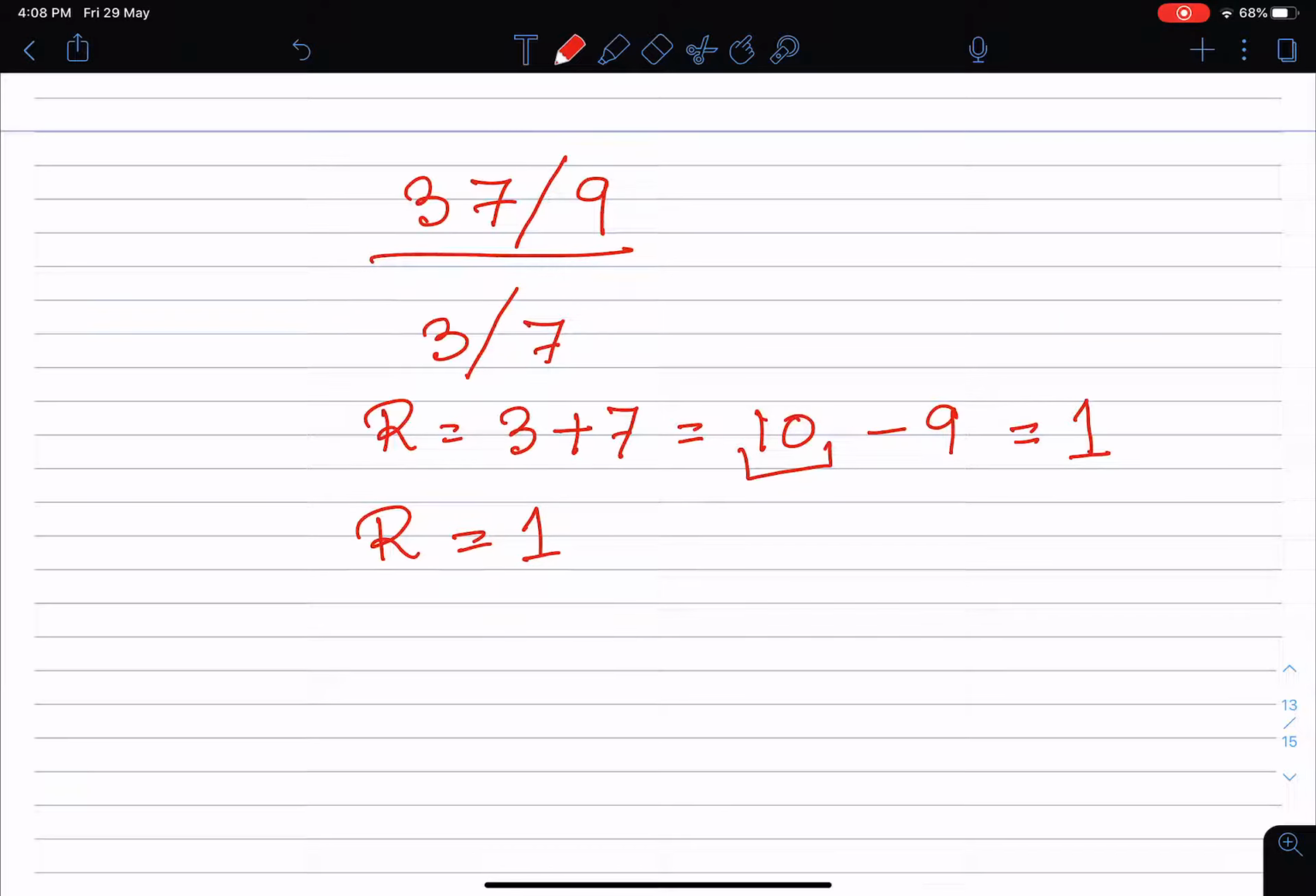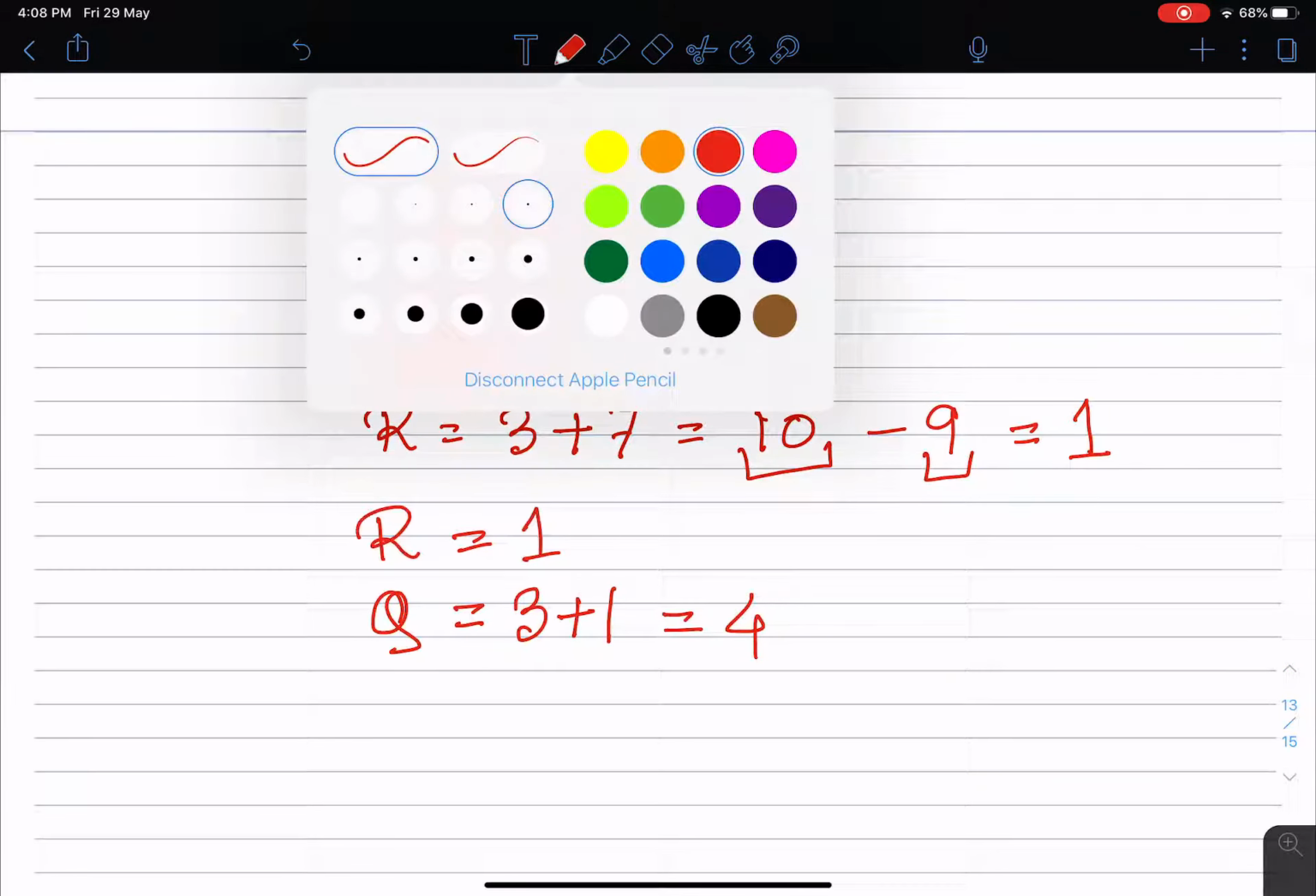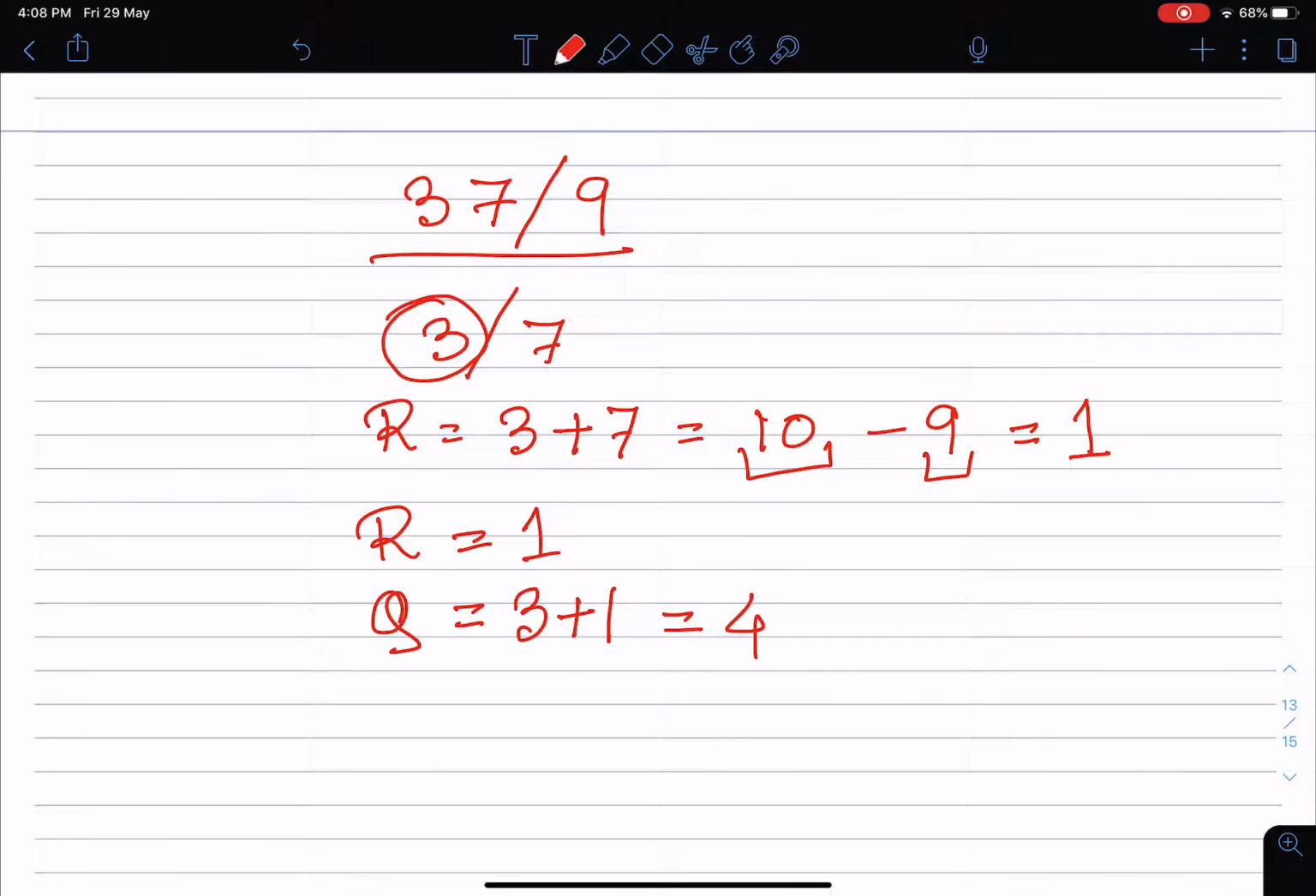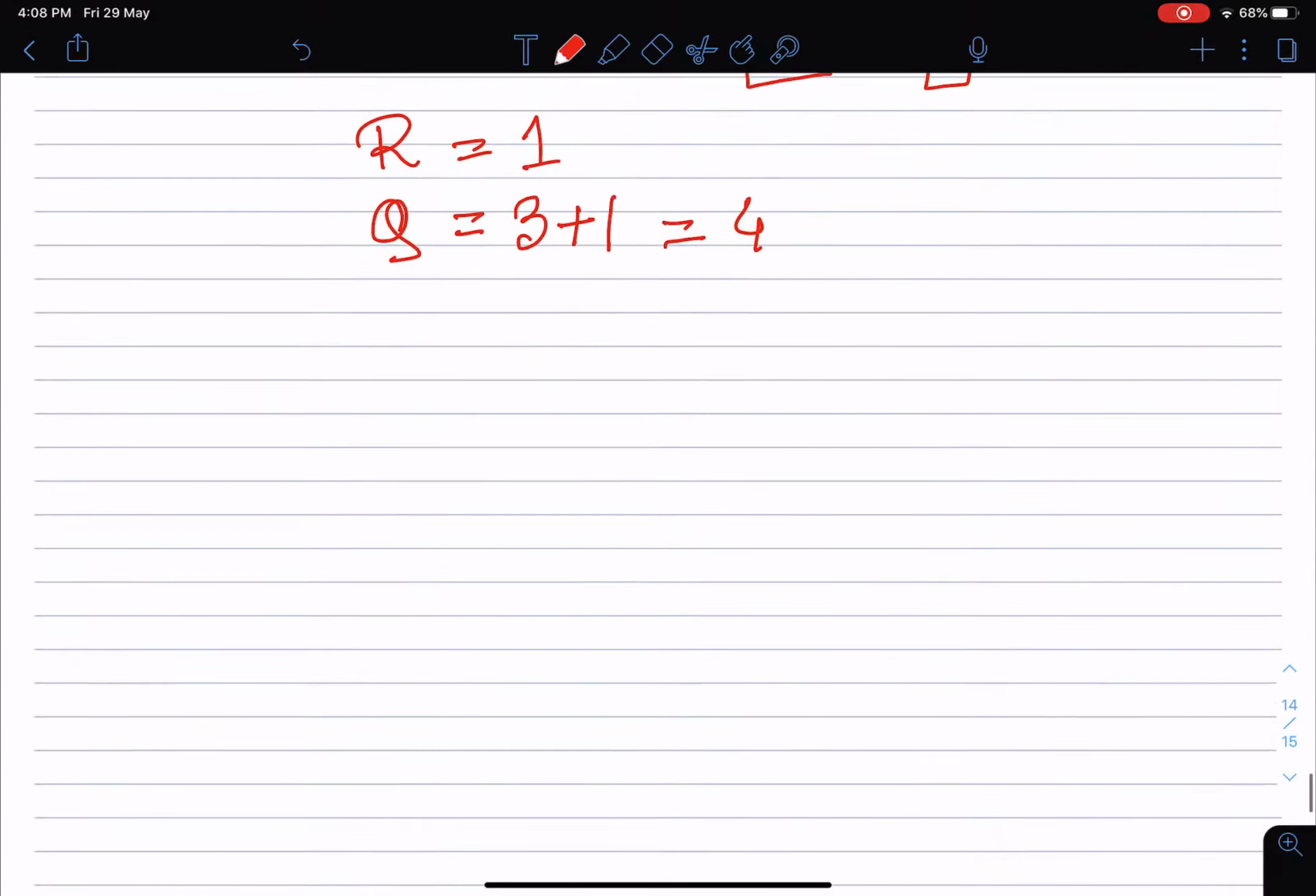Now what about the Q? Q will be, what was in my left hand side? 3. And then how many 9s did we subtract from there? One 9. So we just add 1 there. So my final result will be 4. Okay.